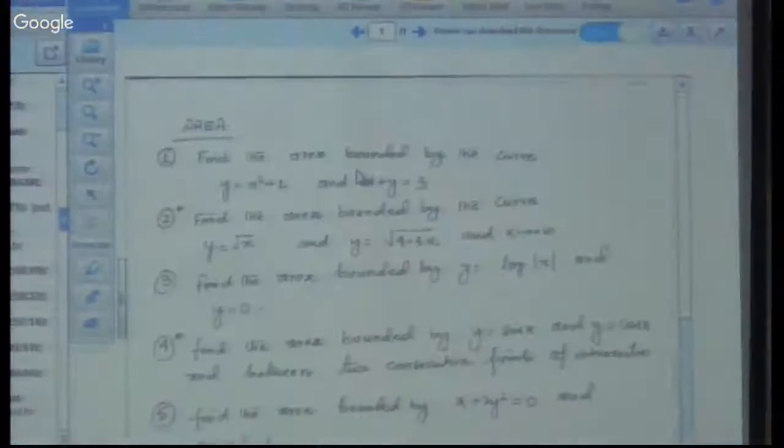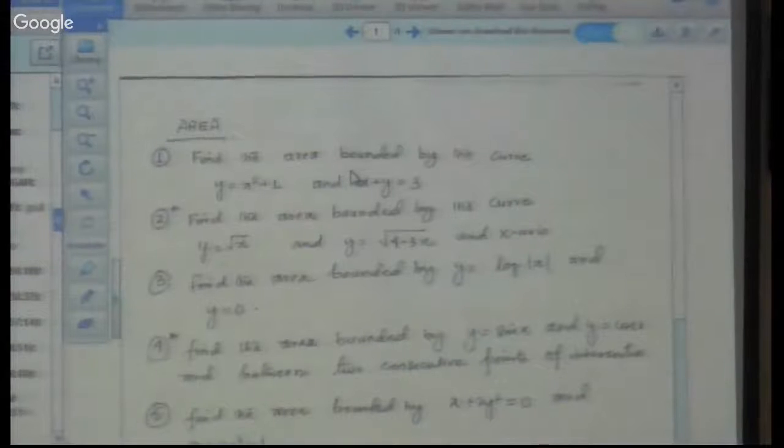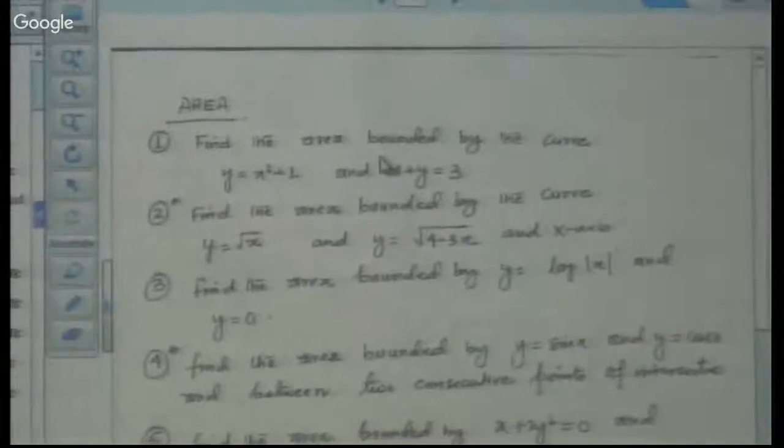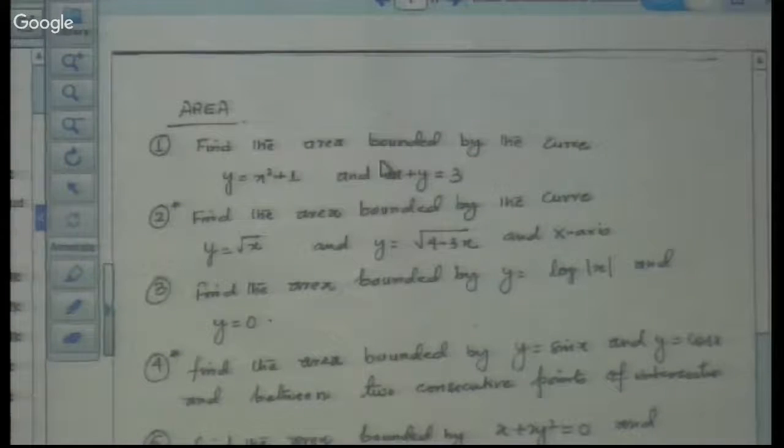Let's do the first question. Find the area bounded by the curve y is equal to x square plus 1 and x plus y is equal to 3. So we must know how to draw this graph. One is a parabola and the other one is a straight line. So how to go for it?